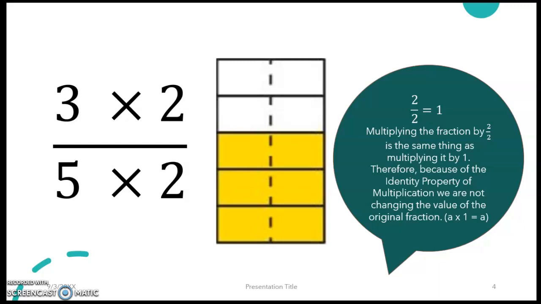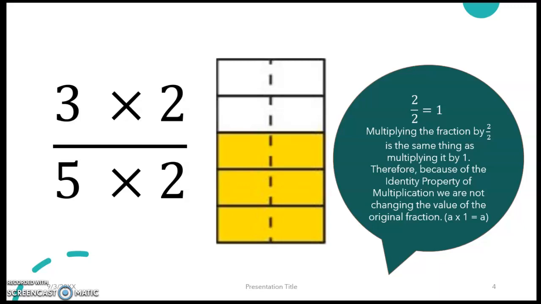Now the reason we multiply the top and the bottom by the same number is because we're actually multiplying the whole fraction by 1. So 2 over 2, if you look over in this speech bubble, it says that 2 over 2 actually means the same thing as 1 because 2 divided by 2 equals 1. And so because of the identity property of multiplication, we're not actually changing the value of the original fraction because we know that any number times 1 equals the same number.